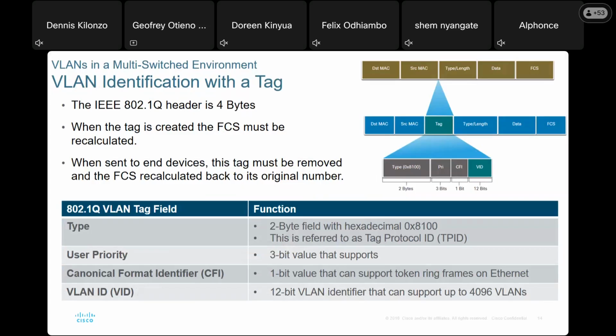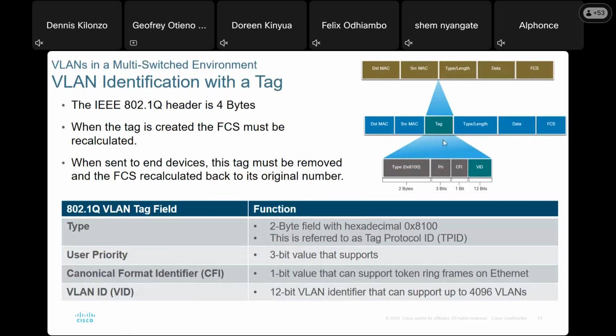So when the tag is created, the frame check sequence, FCS, must be recalculated there. When sent to end devices, this tag must be removed and the FCS recalculated back to its original number. So if you look at this, we have the VLAN field actually being inserted in between the source MAC address and the type length field, so that at least we know that VLAN is being supported.